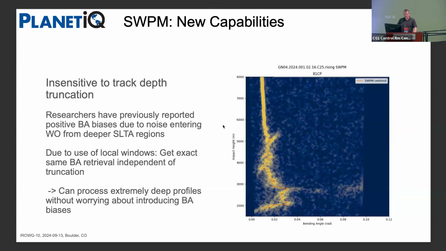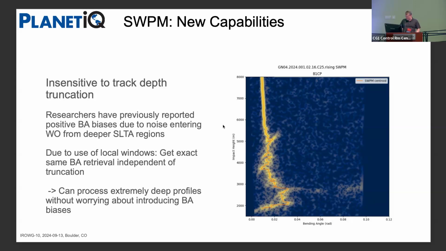Next up, it's insensitive to track depth truncation. Researchers have reported positive bending angle biases due to noise entering wave optics from deeper regions in straight line tangent altitude. So all this area of noise out here, when ingested in wave optics, kind of pollutes the best estimate for minimum phase in this profile. But because we're using a locally filtered version of the signal, the amount of signal which contributes to every individual bending angle versus impact height coordinate is entirely consistent.